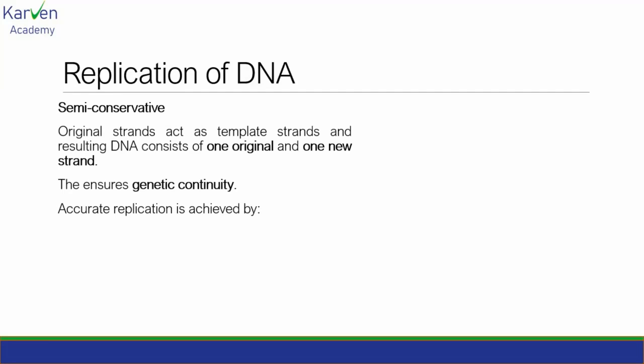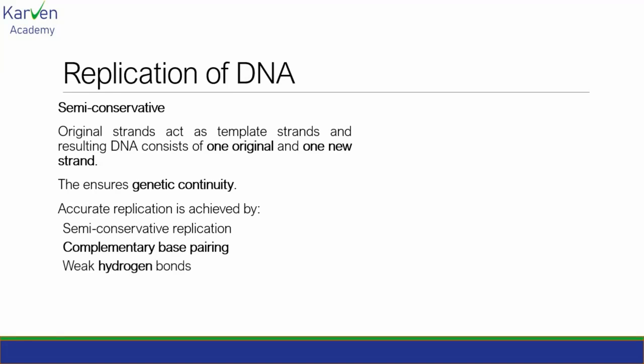This also allows for accurate replication because it replicates semi-conservatively, and the complementary base pairing ensures that there are as few errors as possible when DNA is replicating, reducing the risks of diseases such as cancers. There are also the weak hydrogen bonds, which also enable an accurate replication.